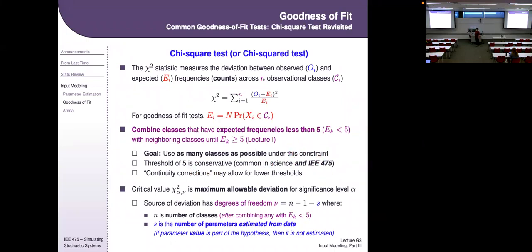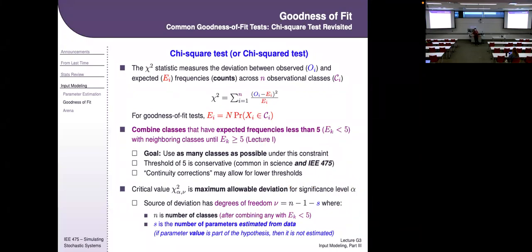There are special versions of the chi-squared test that allow you to use less than 5, like Yates's continuity correction for the chi-square test, and you can look up those sorts of things. But if you're using the plain old vanilla chi-squared test, you should always use 5. And if you can't get 5 in a bin, then you shouldn't use the chi-squared test. You could look for something else like the Kolmogorov-Smirnov test. The critical value is the maximum allowed deviation for a significance level.